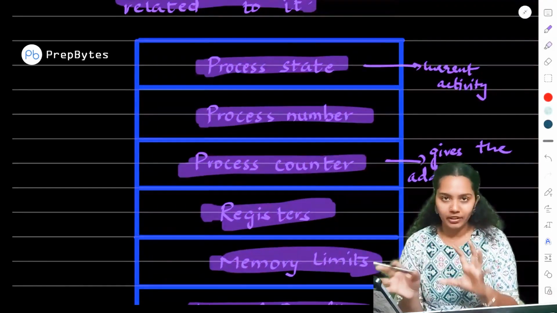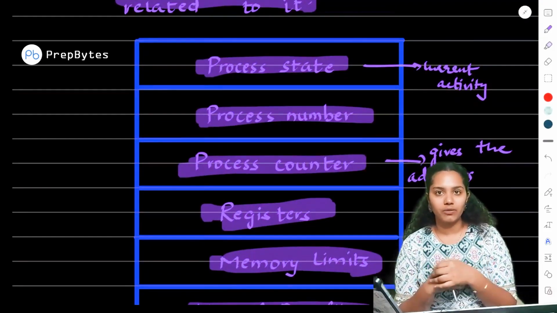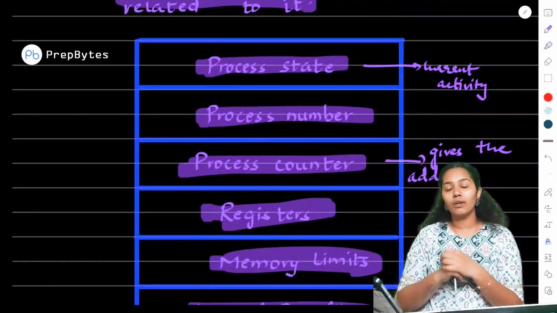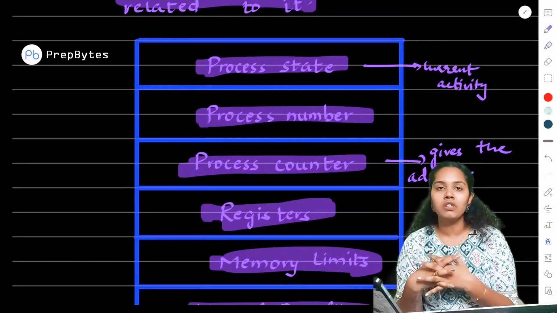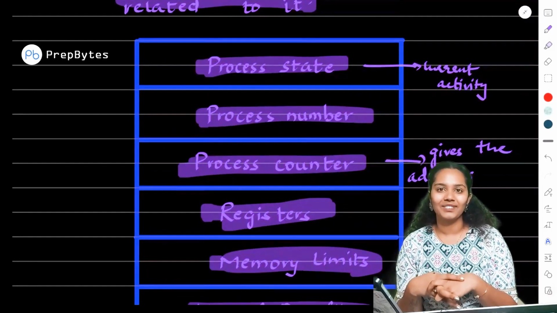That's it for this video, where we have understood what a process control block is. Now we'll see what process states are, and so on, in the other videos. I hope you understood. Thank you.